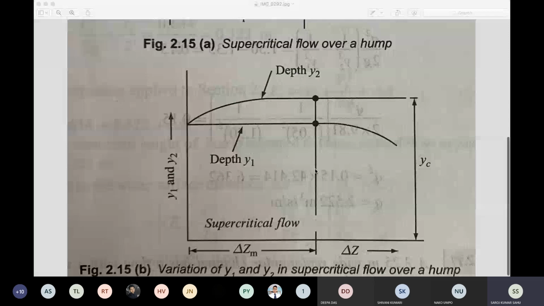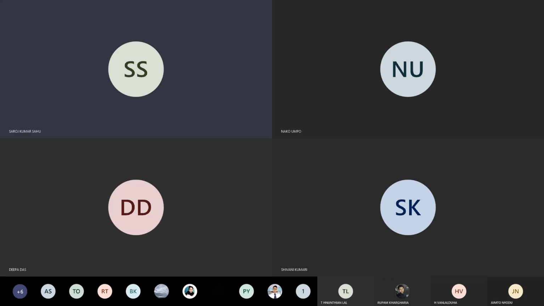Drawing a suitable specific energy diagram, and then plotting this. This is for the supercritical flow, and you can as well discuss the same for the subcritical flow, from the same specific energy diagram. Fine. So these are the variations over a hump.